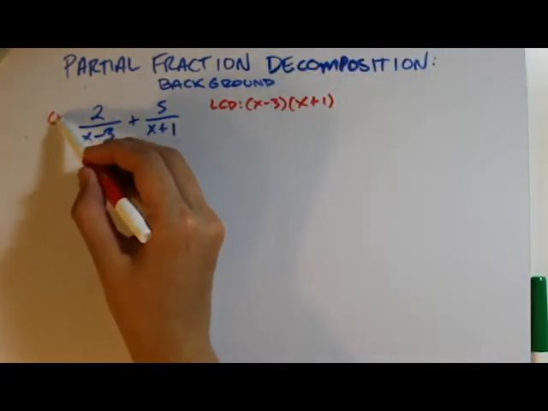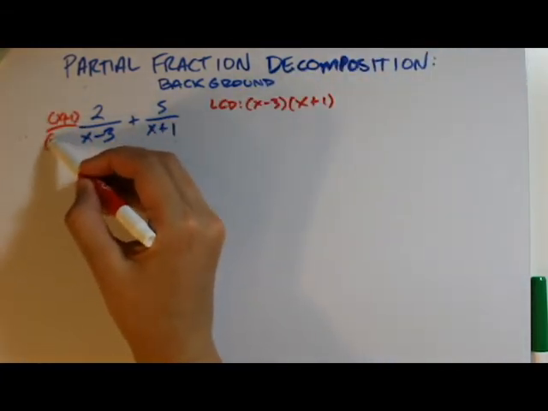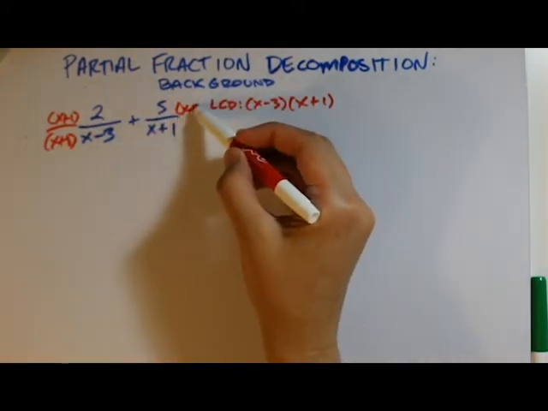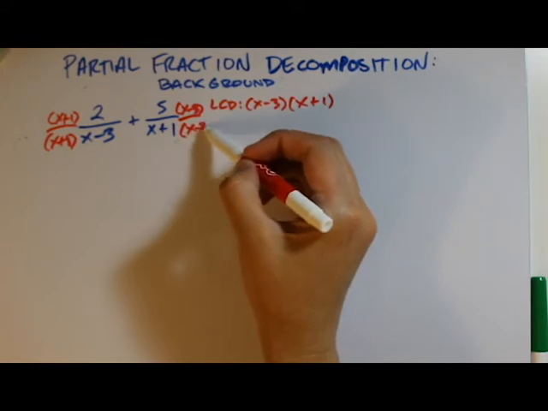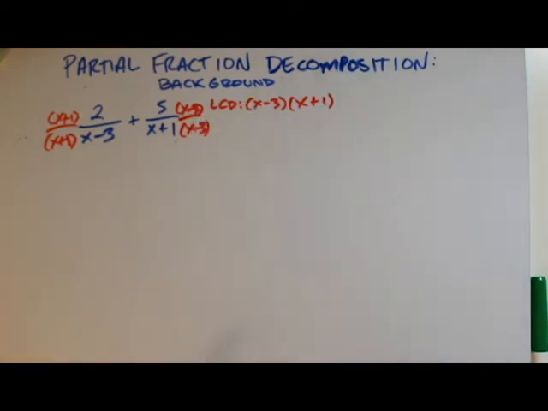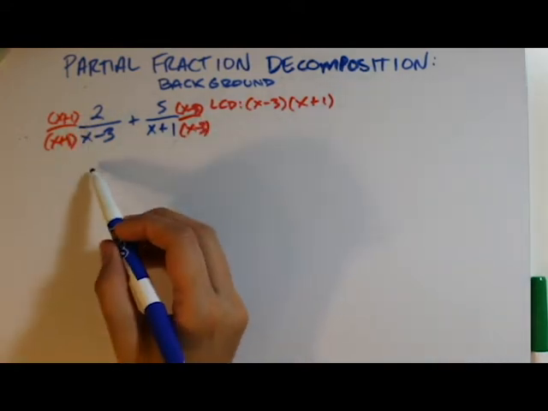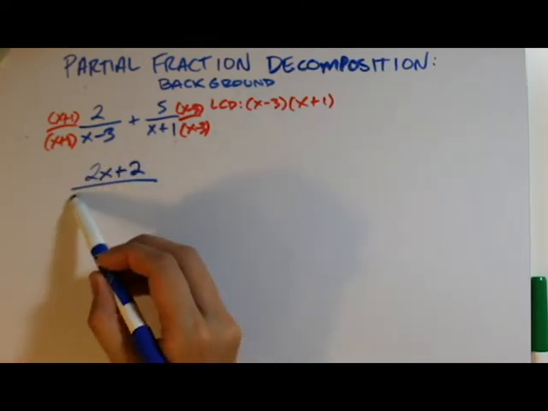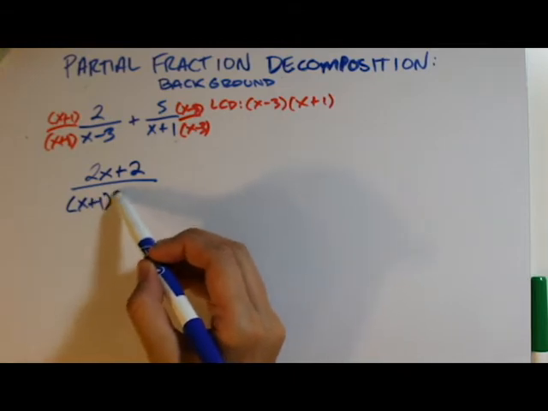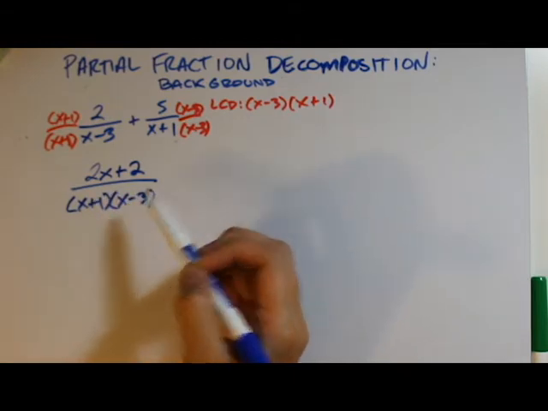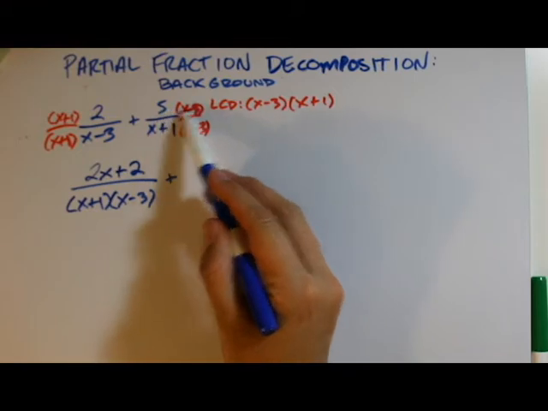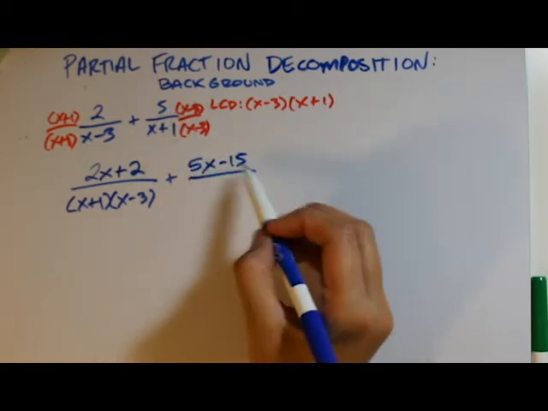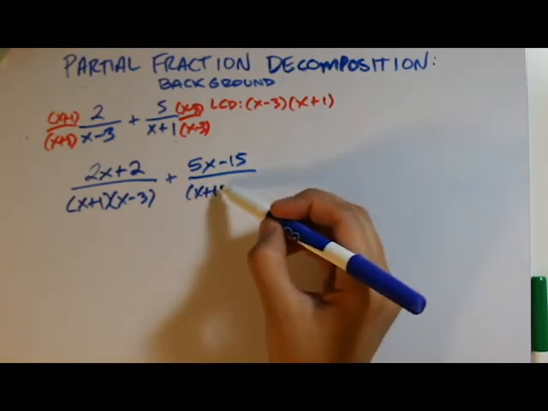So the first term is needing the x plus 1 factor, and the second term here is needing the x minus 3. Alright, so when we multiply that out, I'm going to go ahead and distribute on the numerator, so I have 2x plus 2, and this is now over our LCD of x plus 1 times x minus 3. And then the second fraction, I distribute the 5, and I have 5x minus 15, and again over the LCD.